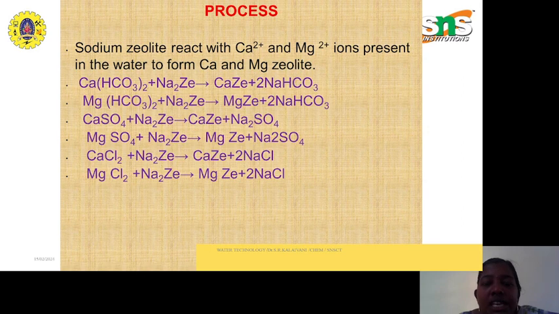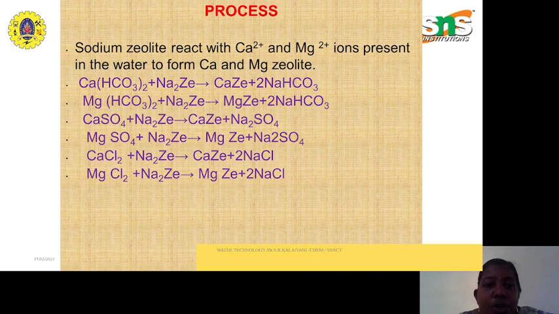Listen, sodium zeolite reacts with the calcium and magnesium ions present in the water to form calcium and magnesium zeolite. First one, calcium bicarbonate. That means hard water contains calcium and magnesium salts, so hard water is fed into the sodium zeolite bed. In the first reaction, sodium zeolite combines with calcium bicarbonate and is converted into calcium zeolite and sodium bicarbonate. So in these reactions, all the hardness producing ions are replaced by the sodium present in the bed.